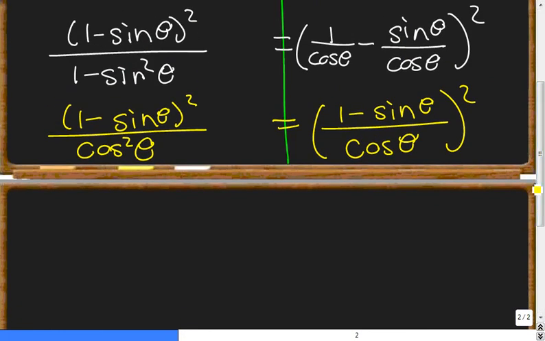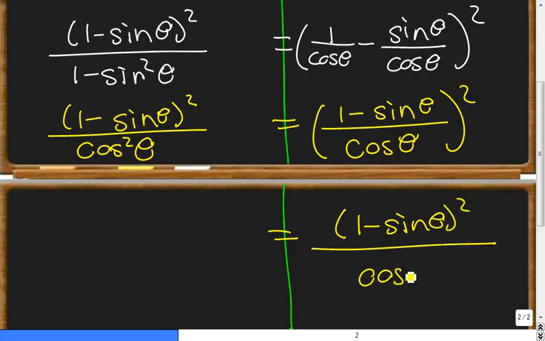The benefit here is that this is a pretty simple side. When we simplify the right side, when you square a fraction, you square the top and bottom. So this is the same thing as 1 minus the sine of theta squared over the cosine squared of theta, which is the same thing that we have over here. So we've effectively proved that they're the same.